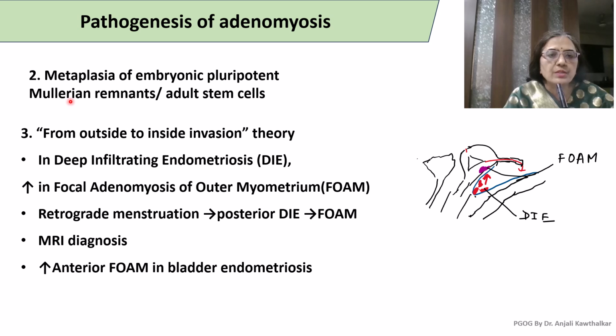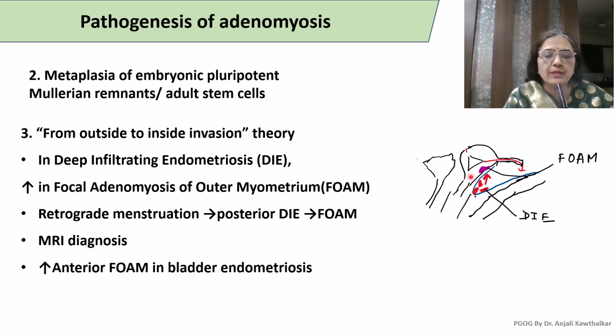Second theory for pathogenesis or development of adenomyosis is that there is a metaplasia of embryonic pluripotent Mullerian remnants or metaplasia of adult stem cells that leads to development of these endometrial glands and stroma in the myometrium. Now, as I said, it is a poorly understood disease and still there is no confirmation about the pathogenesis also. So that is why we are using all these theories currently. Then there is a third theory of pathogenesis, which is very interesting. It is called the outside to inside invasion theory.